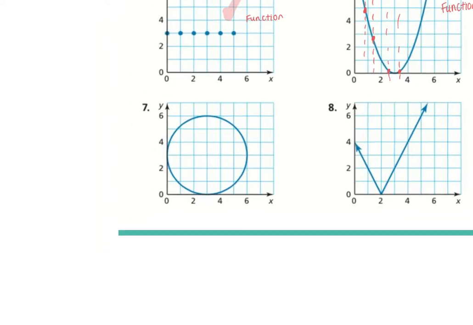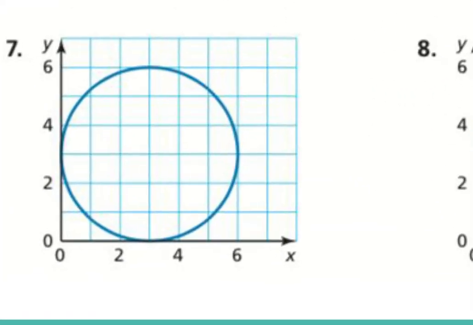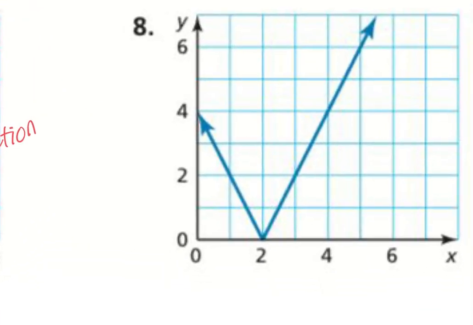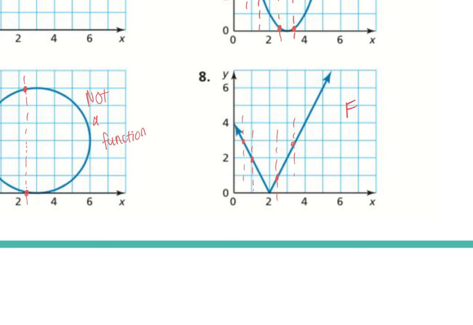Okay, let's keep looking. Number 7, draw just any generic dotted line down the middle. 2 points of intersection, not a function. Number 8, we've got a V-looking graph, but even though it looks weird, we still can draw vertical lines down the graph, and they all intersect at only 1 point. So this one is also a function.